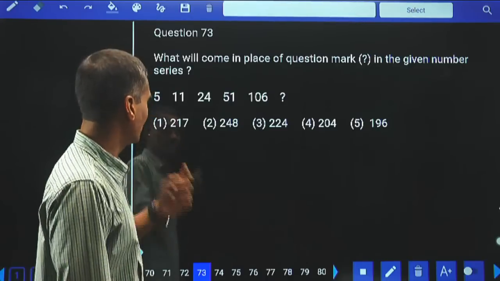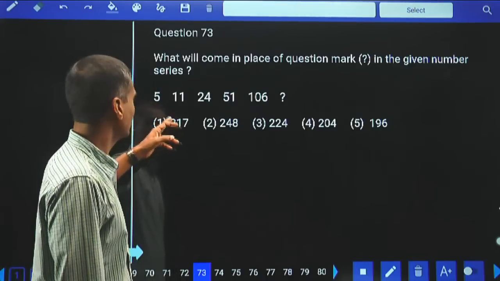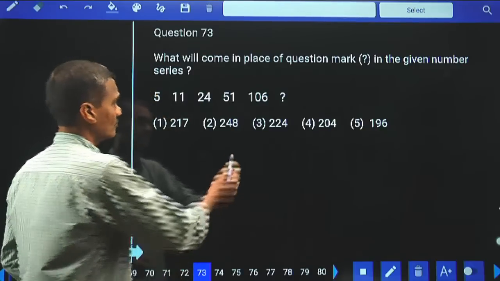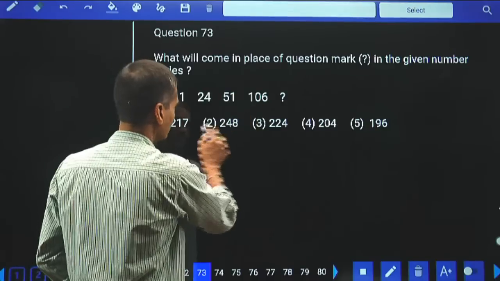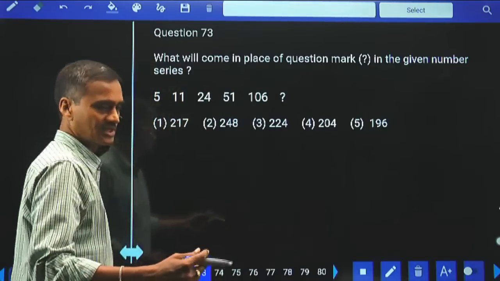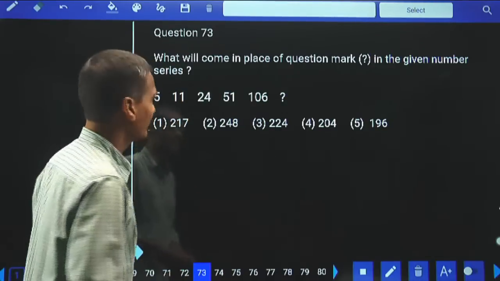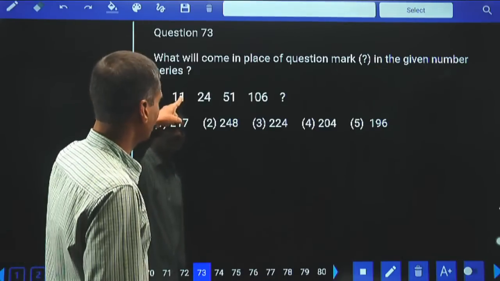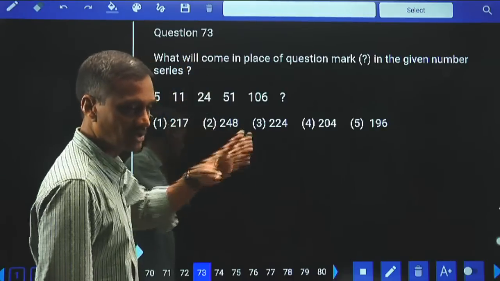Then 5 and 11. Now in this one, 5, 11, 24, 51 and so on, then 106 to 200. All the numbers are in the form of 200. That means it's almost doubled, isn't it? That means it comes under product or combination. Product is not possible between 5 and 11. Hence it must be combination.